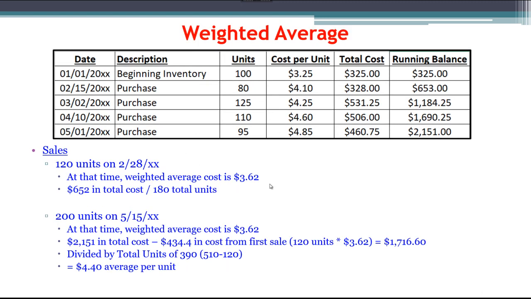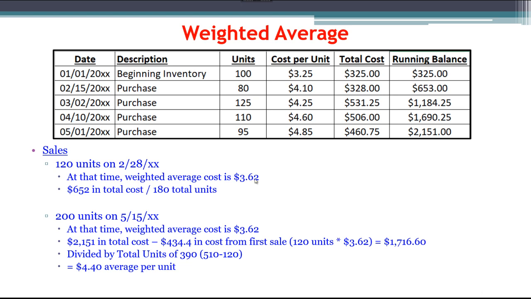Weighted average. What we basically do at this point, and again, this also depends on whether it's perpetual or periodic, but we're assuming we're doing perpetual. So on February 28th, we have 180 units total, and it was $653. There's a typo here. $653 of cost. So our weighted average cost is $3.62 per unit. That's the cost we use.